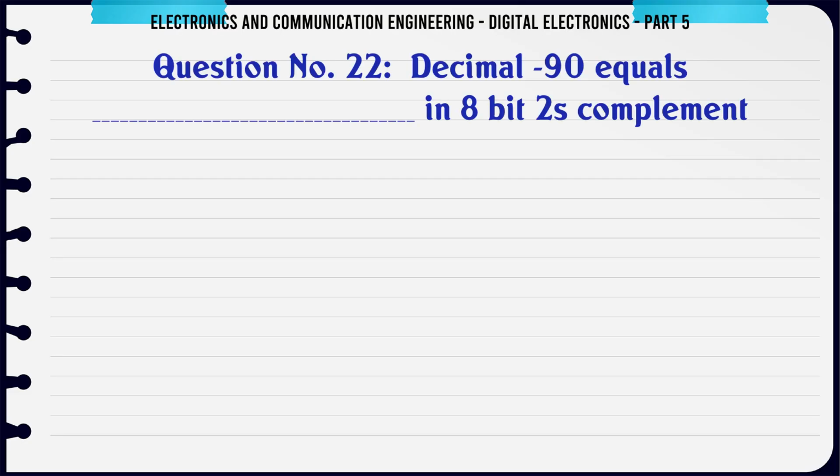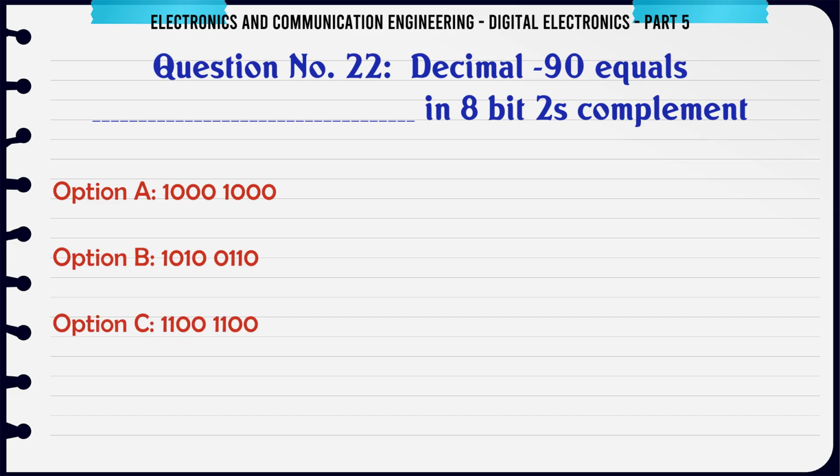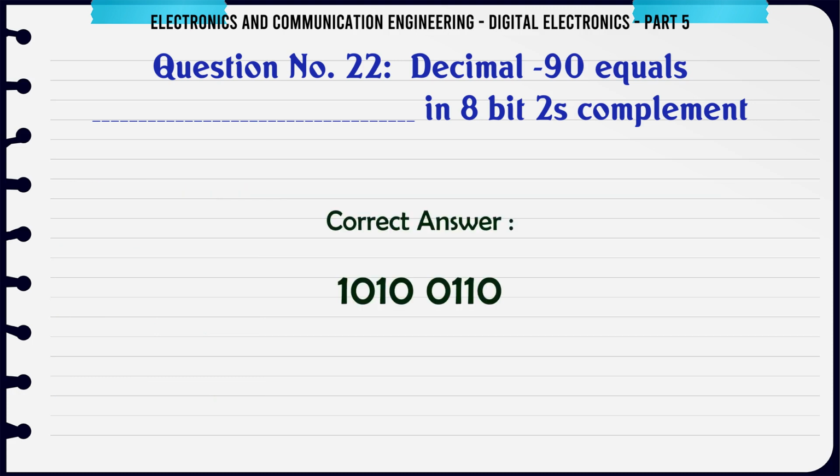Decimal 90 equals in 8-bit 2's complement: A. 1000 1000, B. 1010 0110, C. 1100 1100, D. 0101 0101. The correct answer is 1010 0110.